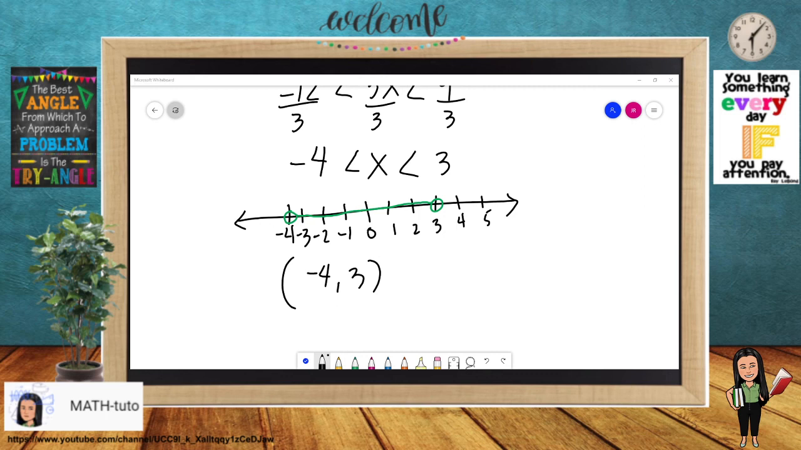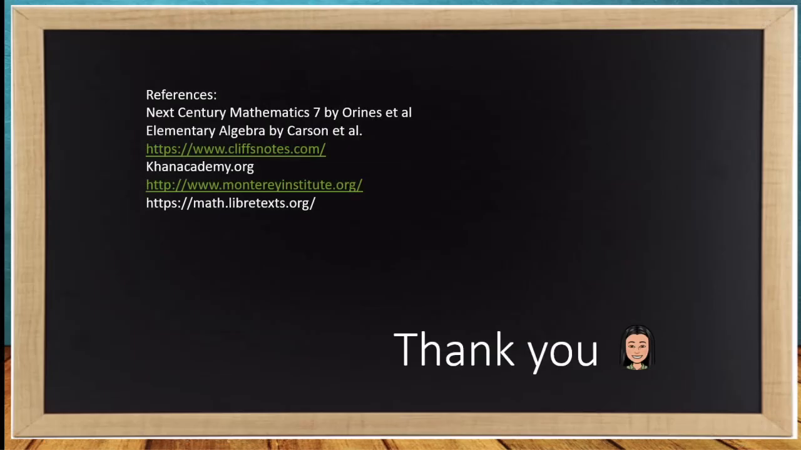So, that is the end of our discussion for solving compound inequalities that is joined by the word and. Okay? In the next video, we will talk about solving linear inequalities that is joined by the word or.